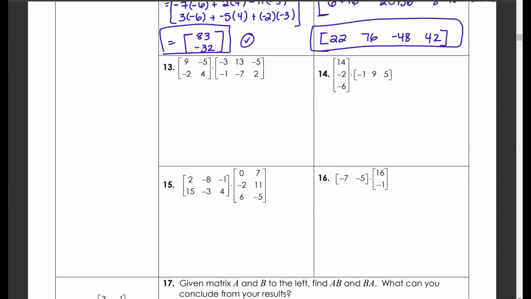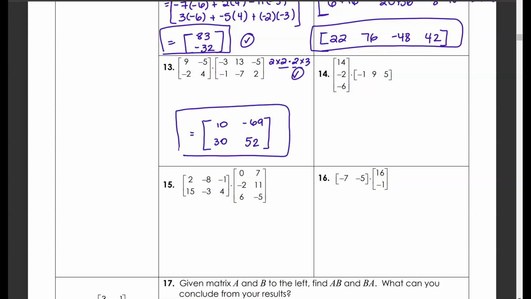All right, let's pause here and I'll give you another opportunity to try the next few. We'll pause in between, so go ahead and take the next one on. All right, for number 13, did you get this matrix? 10, negative 69, 30, and 52 as your matrix. If you didn't, go back and check your arithmetic. Remember, you're going this row times this column first, and then you're kind of making your way through. Then you're going to go this row times the next column.